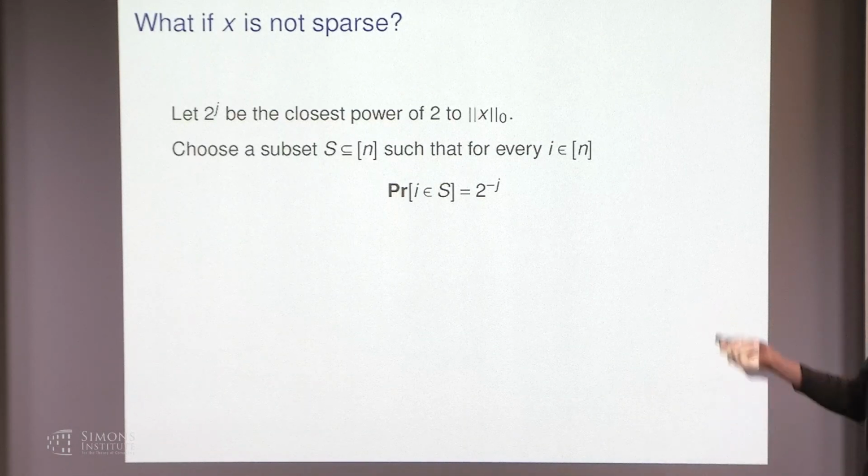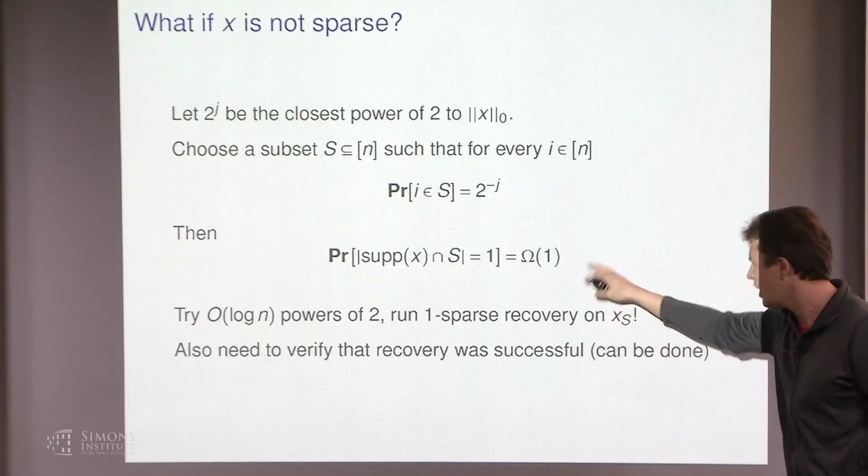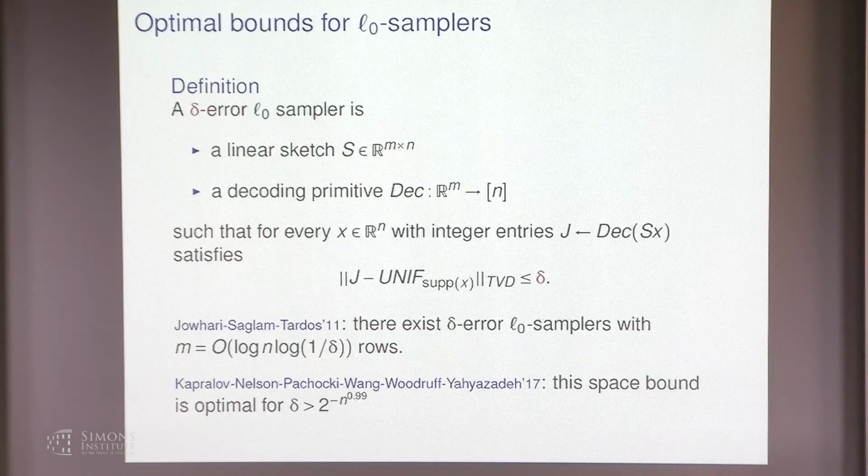So if x is not sparse, as I just said, we can imagine rounding its sparsity to the closest power of 2 and choose a uniformly random subset that contains every element with probability 2 to the minus j, at the corresponding rate. With constant probability, this will be 1 sparse, and we can recover it. There are some small details to be filled in, for example, that we can actually verify that recovery was successful, but let me not dwell on that.